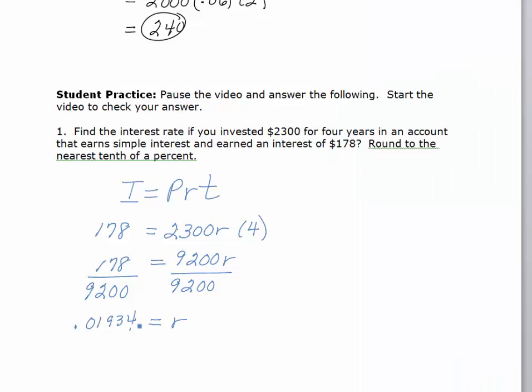We certainly don't need all those decimal places. So if we round it to 2 decimal places, we would say that the interest rate R is approximately equal to 0.02, or approximately 2%.